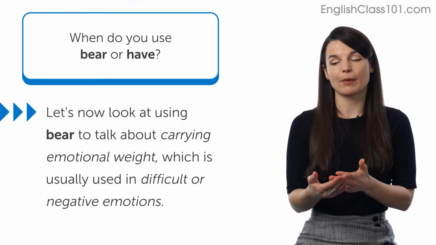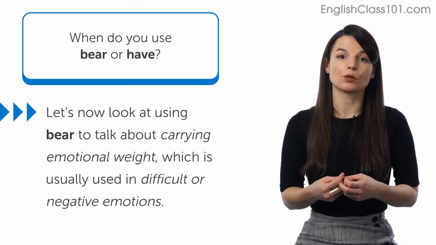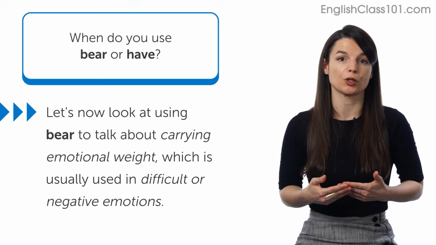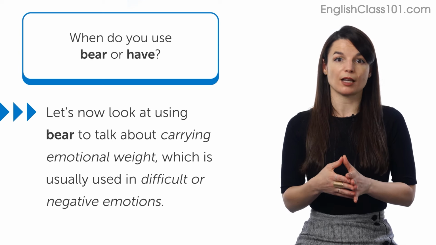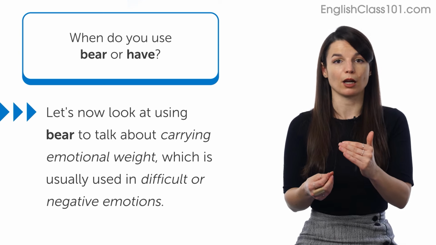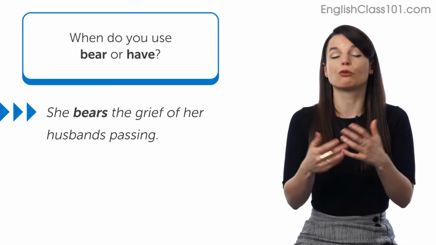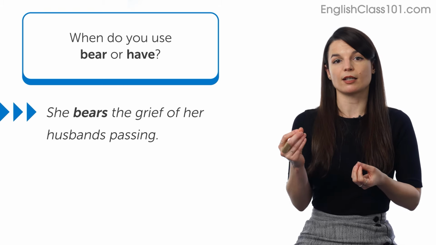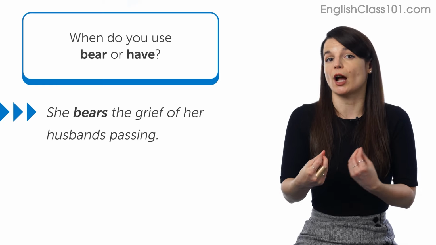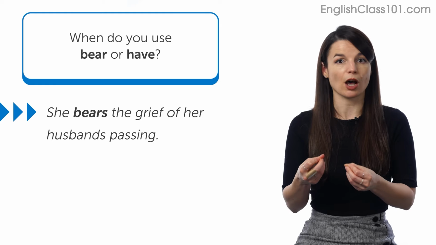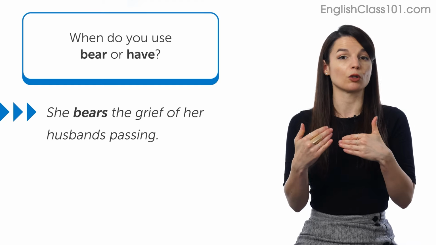So I want to talk now about the bear that we use to talk about the emotions that we carry. We typically use these with negative or very challenging, difficult emotions, like grief or stress or intense responsibility. So here's an example sentence. We usually follow "to bear" with a noun that refers to an emotional state. So for example, "she bears the grief of her husband's passing." In that sentence, grief is a noun, but it talks about those negative or very difficult and challenging emotions connected to sadness and loss, right? So we tend to use bear when we talk about holding or keeping these very difficult emotions with us.